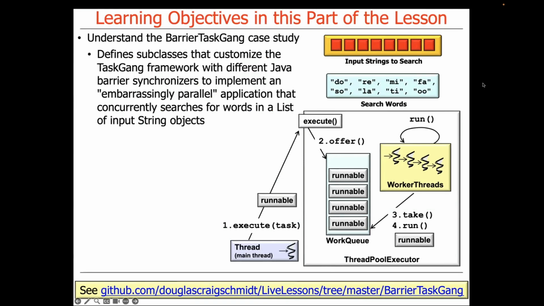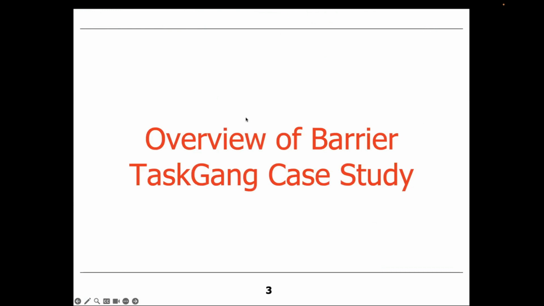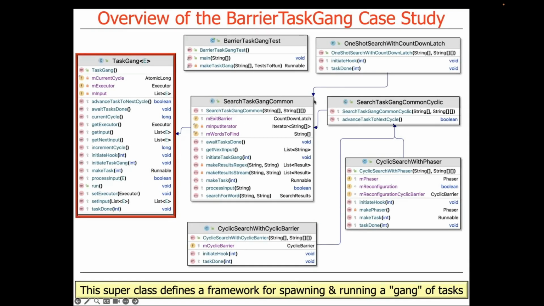Now, we've used this particular capability before. We've used the TaskGang framework a couple of times previously. This is going to use it in a different way than we've used it in the past. So we're going to start talking now about the BarrierTaskGang case study. As you can see here, it's got the TaskGang superclass we've used before, which defines a framework for spawning and running a so-called gang of tasks. Remember, we're using the word gang in a loving and caring way in this context.